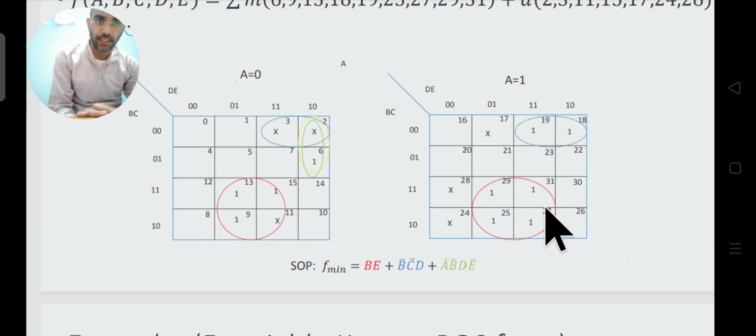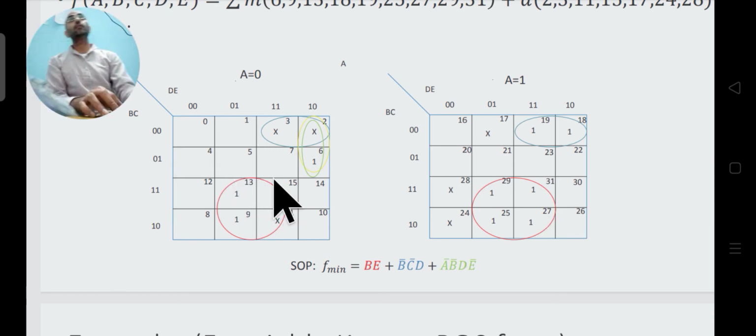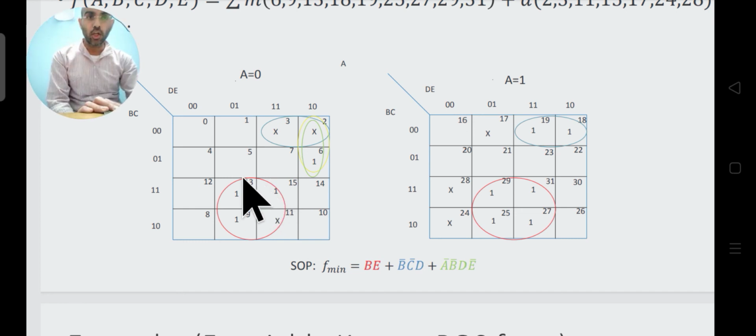So this is an octet. Okay. So if I superimpose this square over this, then you can see that this cell will fall over this cell. So cell number 13 will fall over the cell 29, and cell 15 will fall over the cell 31. Cell 9 will fall over cell 25, and cell 11 will fall over cell 27. So they are adjacent cells to each other. Okay. So if they are adjacent cells, then we can form a group, and that will be an octet.